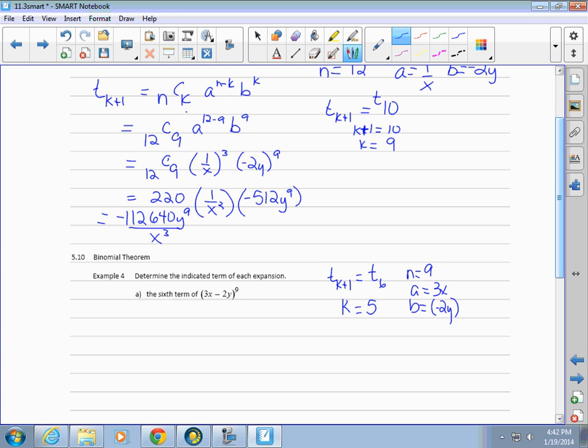So using my formula then, this equals, excuse me, I yawned, 9C5 or 9 choose 5. My a value was 3x to the power of n minus k, so n minus k is 4. My b was negative 2y, and that has to be to the power of k.